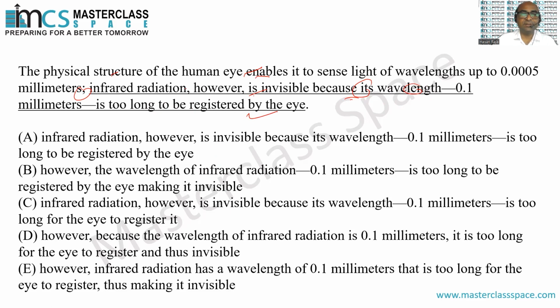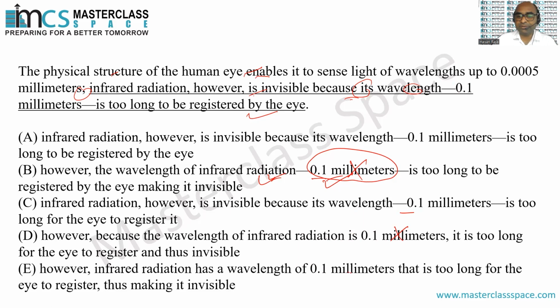So let's consider the modifier part. 0.1 millimeters. Wavelength should be 0.1 millimeters. Why? Because wavelength up to 0.005 millimeters. So option A is okay. Radiation has 0.1 millimeters. So radiation cannot have wavelength. I mean, 0.1 millimeters should not be a modifier for radiation. It should be a modifier for wavelength. So option B out. This is fine. Radiation is 0.1 millimeter. Out.